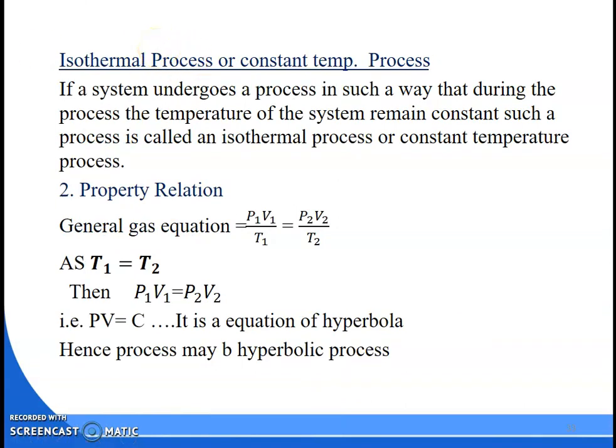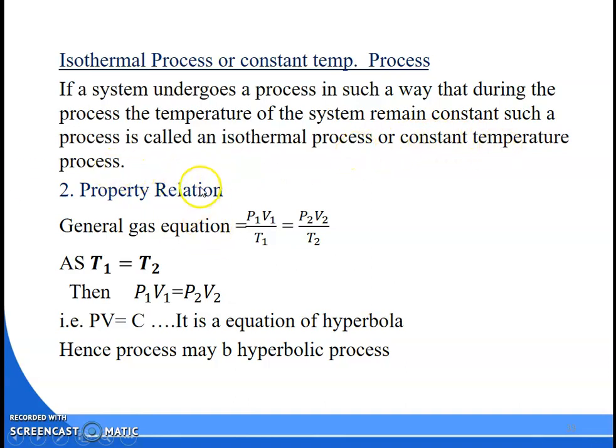Now we will discuss the isothermal process, or that is known as the constant temperature process. If a system undergoes a process in such a way that during the process the temperature of the system remains constant, such a process is called an isothermal process or constant temperature process.